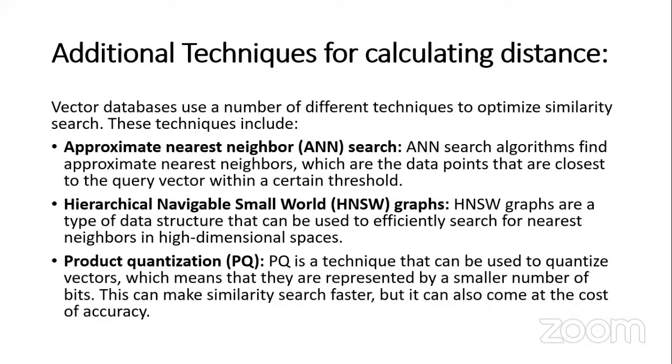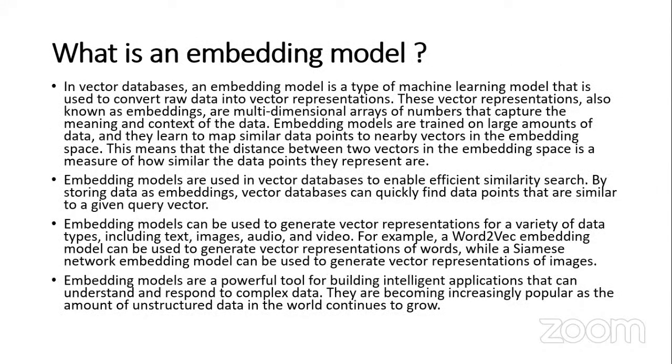Then you have hierarchical navigable small world graphs, HNSW graphs, which are designed in such a way that they can find nearest neighbors in high dimensional spaces. Then you have product quantization. They will basically quantize your vectors and break down one huge chunk of vector into smaller bits. And then it becomes easier to search for a similar vector, whichever is similar to your query or relevant information.